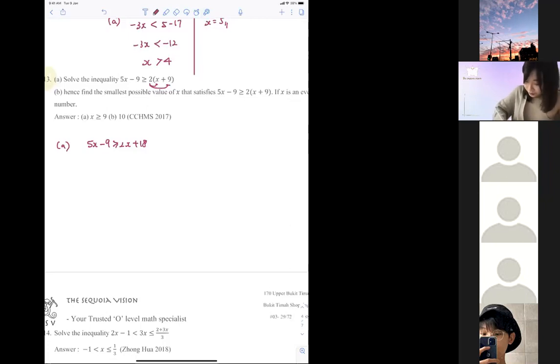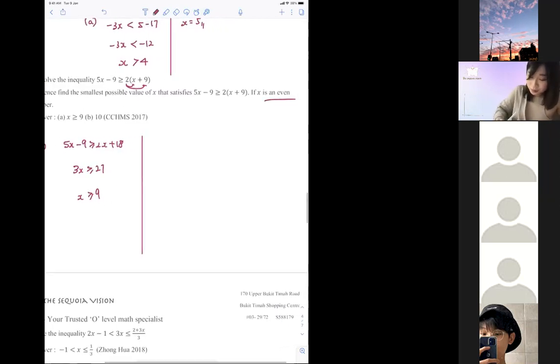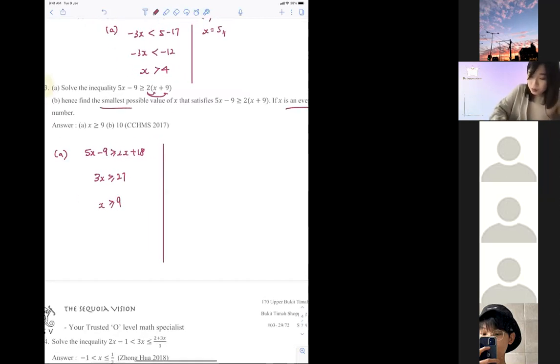All right, so 3x is less than or equals to 27. X must be more than or equals to 9. Okay, so if x is an even number, the smallest x can go is 9. But 9 is not even. So the next smallest even number is 10.